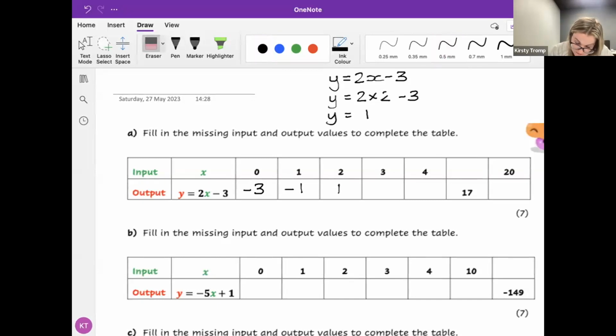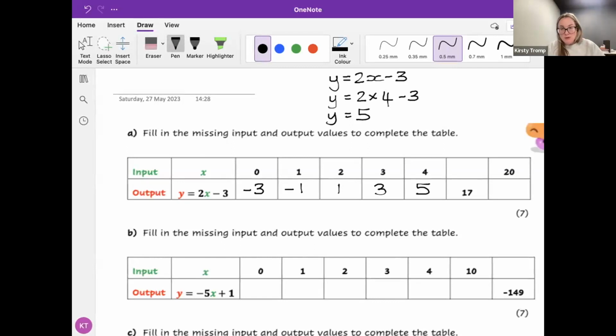For my next one, I've got 3. So 2 times 3 gives me 6, and 6 minus 3 will give me 3. All right, 3 more to go. This time, x is going to be equal to 4. So 2 times 4 is 8, and 8 minus 3 will give me 5.